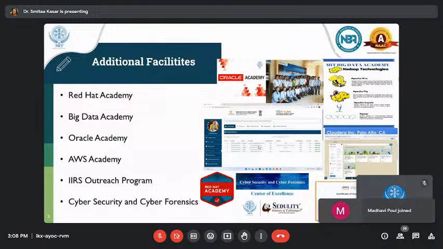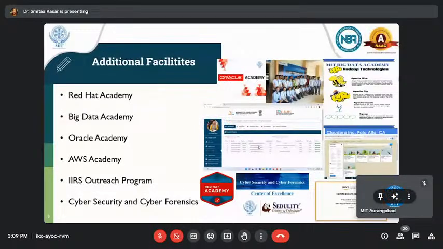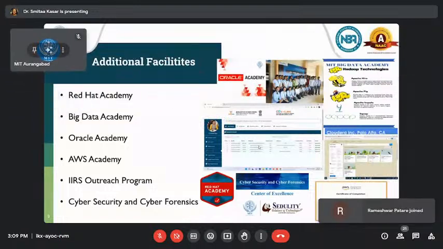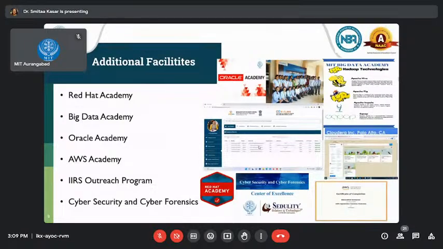Then comes the Big Data Academy. Everyone might have come across this buzzword in CSE, that's big data. So we have an MOU with Cloudera, who have provided us with a curriculum that trains us on technologies like Hadoop, Apache Hive, Pig, etc. We are also associated with Oracle Academy. So we are directly in an MOU with Oracle. Oracle has provided us a learning management system. From this learning management system, we can allow our students to get trained in certain learning paths.